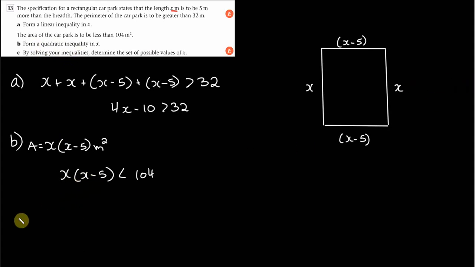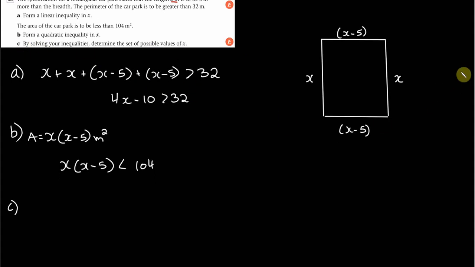So now we move on to C, and it states, by solving your inequalities, determine the set of possible values of x. Okay, so this looks like where most of the work is, in part C. By solving our inequalities, well, basically what we have here is a linear and a quadratic inequality. And so we'll just start by working out the linear inequality.